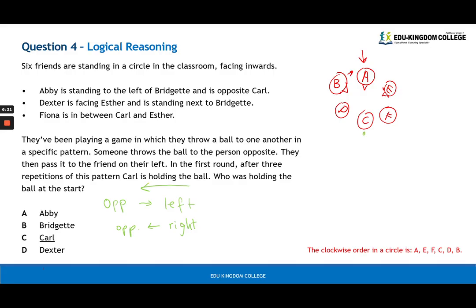Okay, we have ended with Carl. So Carl's facing inwards. We're going to go to the right and then opposite. Now we're at Bridget. So that's 1. Okay, and now go right of Bridget and then opposite. We get Esther. That's 2. Last round, Esther's right would be this way. So it's Abby. And then throw it back. And now it's Carl. So it actually has come all the way back to Carl after 3 reps.